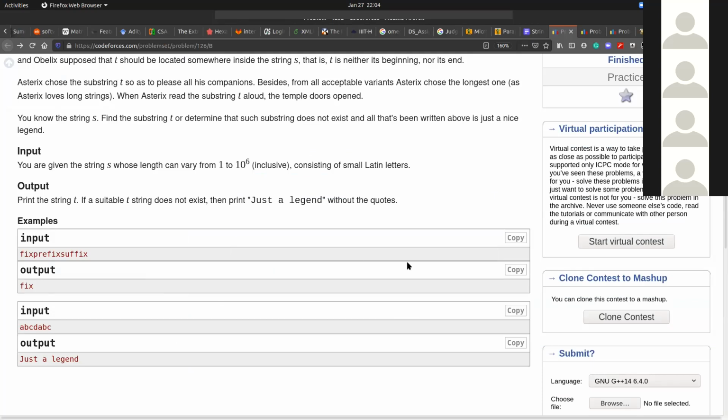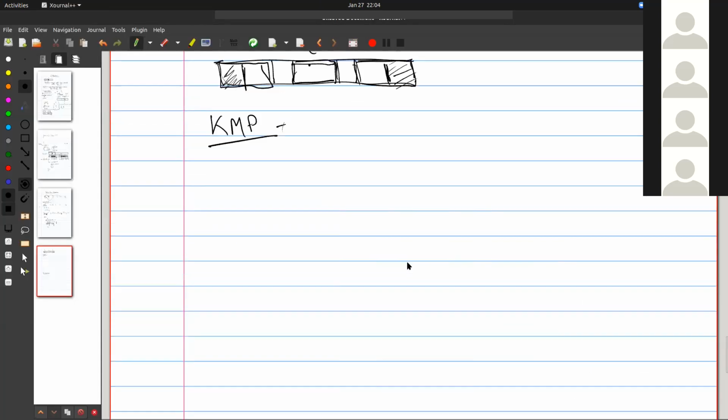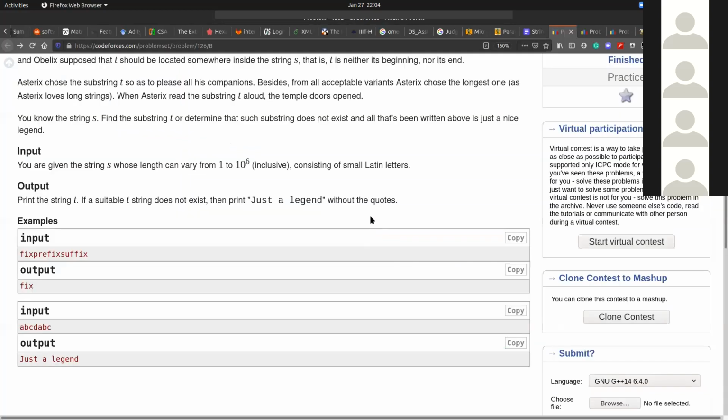Does anyone have any initial ideas on how to do it using KMP? In the second sample input, why is the answer not ABC? Because ABC doesn't occur in the middle. See that ABC occurs only at the beginning and at the end. It also must occur in the middle. So a string has to be prefix, suffix, and should occur in the middle also. At least once. So that's all.